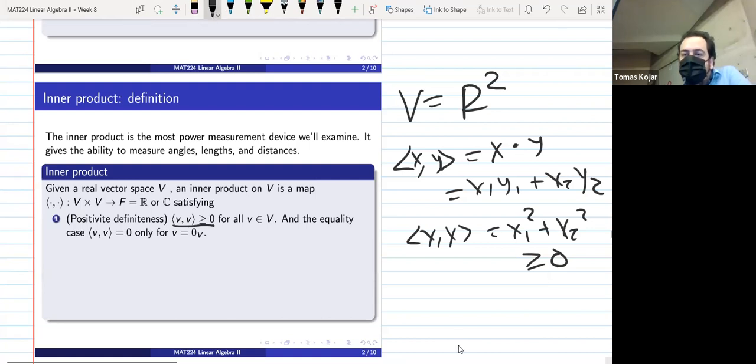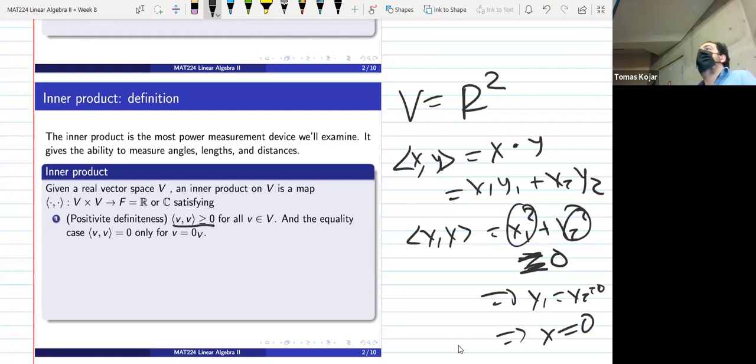And if you have equal to 0 here, you need both of them to be 0. So indeed, x is the 0 vector. I mean, this is not a proposition. I'm not proving anything here. I'm just saying what the axioms are.